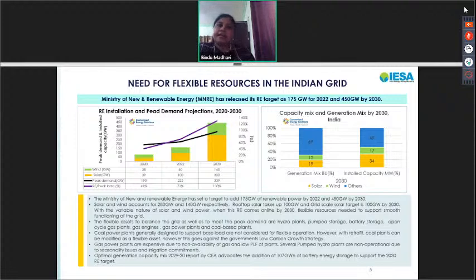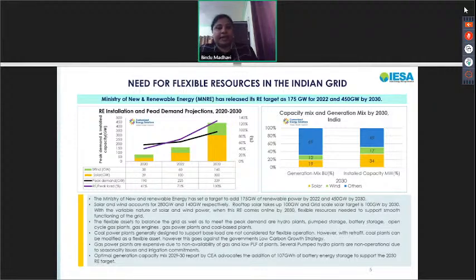We have to make sure the grid is firm, because solar cannot be there all day, or wind cannot be there all day. It can fluctuate a lot of times. So there should be some technology available that can make a flexible resource. That is where battery storage, or generally energy storage, has to come in. CEA advocates that a capacity of 107 gigawatt hours of battery storage support is required by 2030 as an RE target.